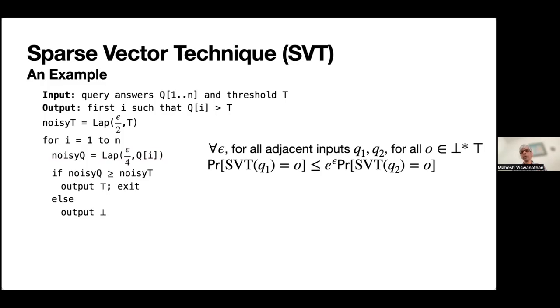And one can prove that this particular algorithm is epsilon differentially private. So you can see that these numbers that show up in these parameters play a role in exactly how differentially private the algorithm is.